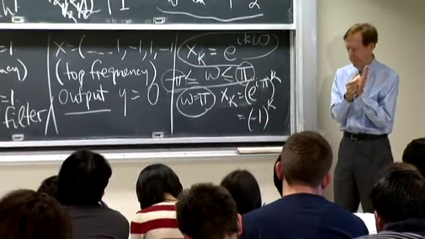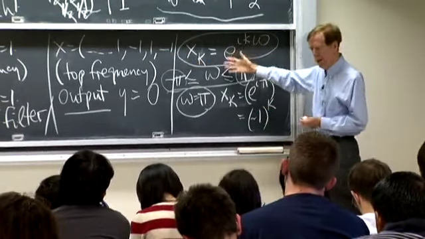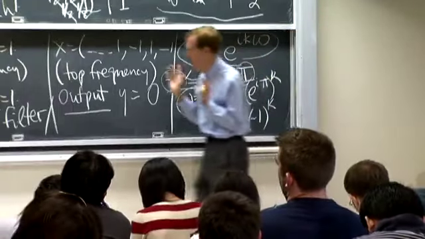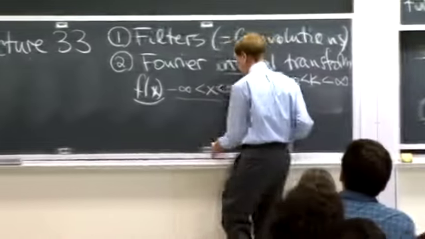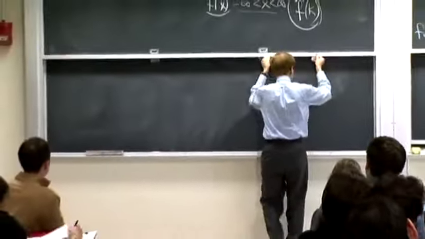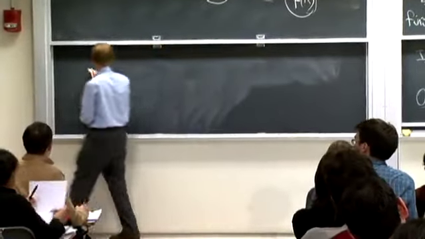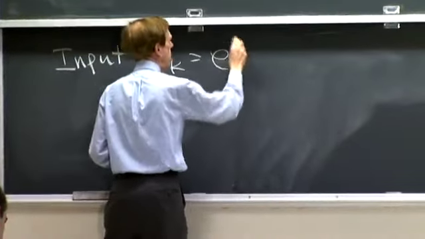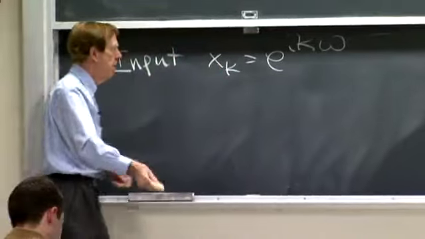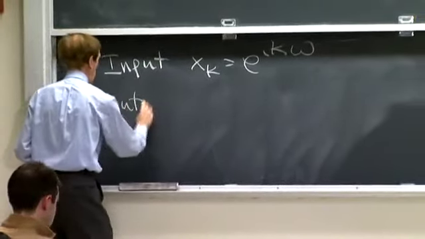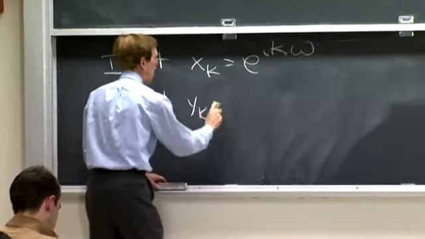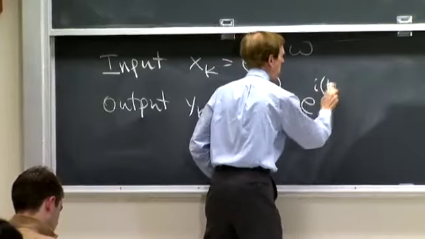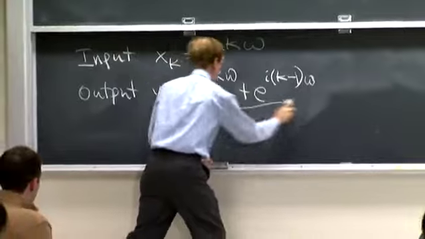Now comes the point. What's the output if this is the input? We can easily figure that out. We can take that average. Okay, so let me do that input. Input xk is e to the i k omega. And now what's the output? yk is the average of that and the one before, divided by 2, right?